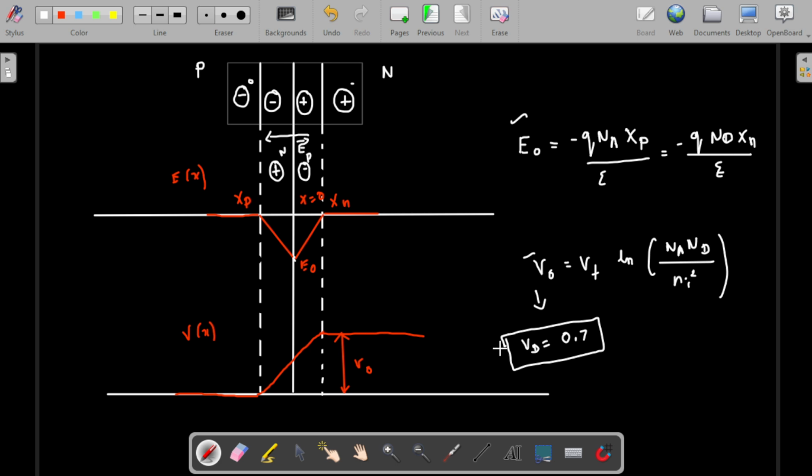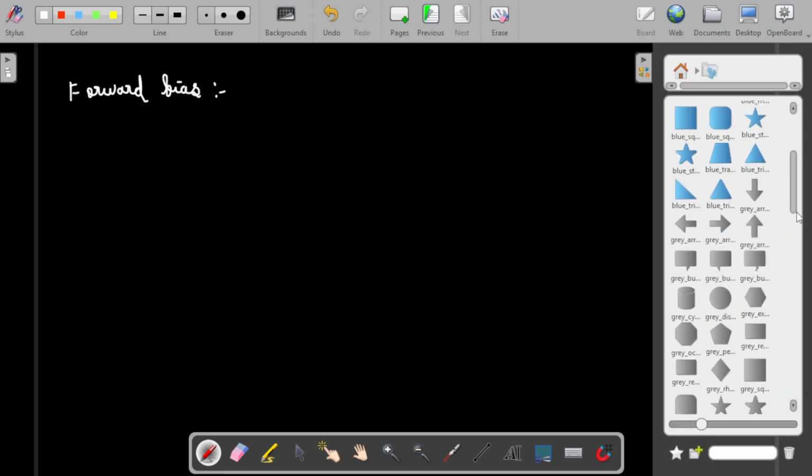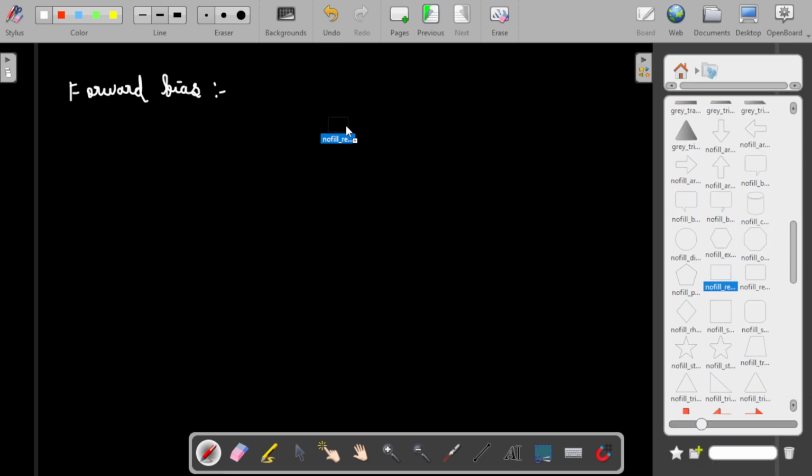So for now, let's see what will happen if a forward bias is applied to a PN junction. If the PN junction is connected with the forward bias, we know that the depletion region will decrease. The depletion region decreases because more charge carriers will be injected by the external force. So let me draw a diagram so that you guys will be able to understand it clearly.